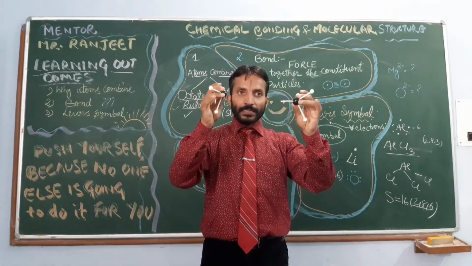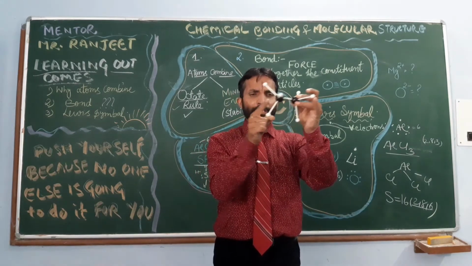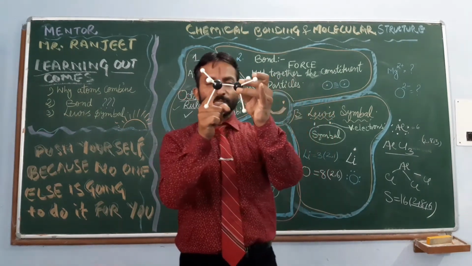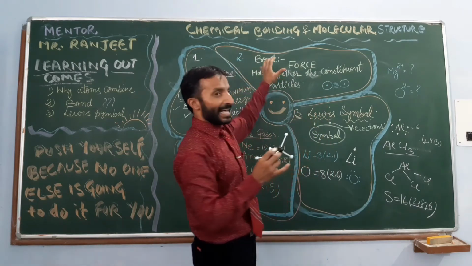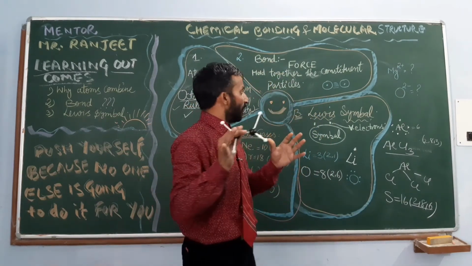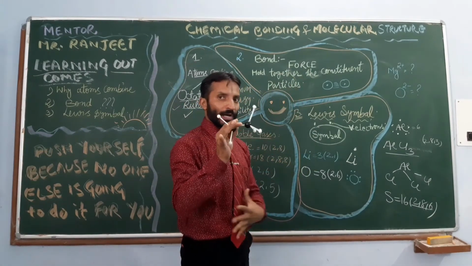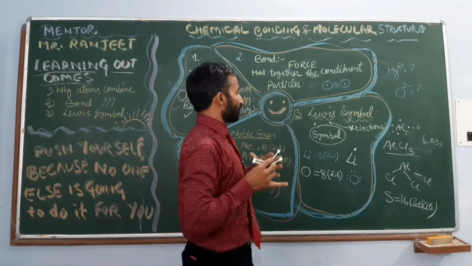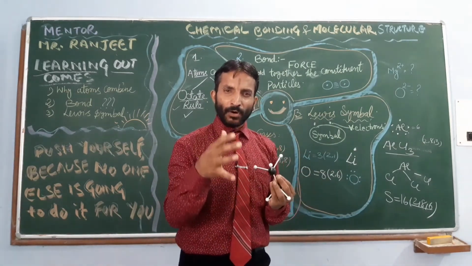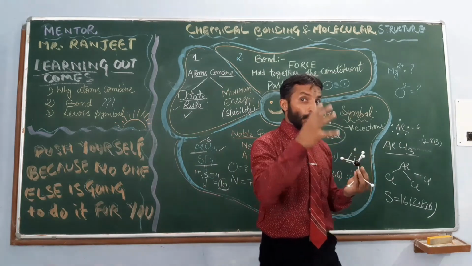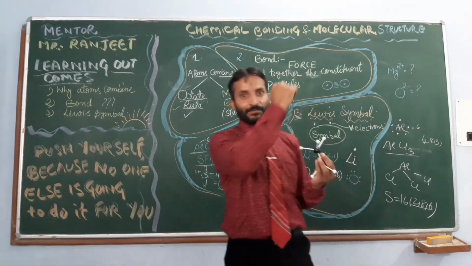So these are the particles when they get hold. There exists a force. That force is named as bond, which holds together the constituent particles. Different types of bonds are there: ionic bond, covalent bond, coordinate bond, hydrogen bond. We will discuss them in the next part.